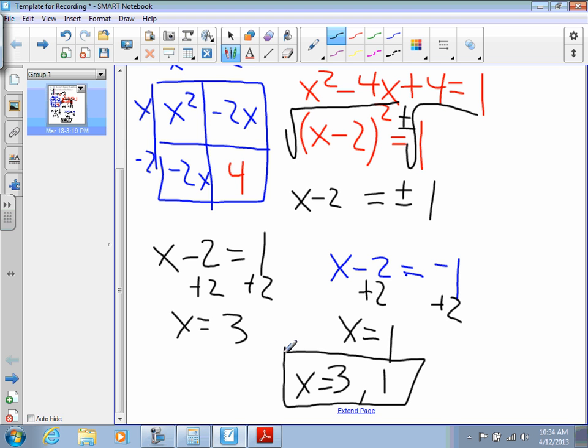And I will mention the reason that this came out evenly is because this problem actually would have factored. When you're learning to complete the square, we like to give you ones that come out nice and neat to start off with before we throw in the ones that we really use it for.